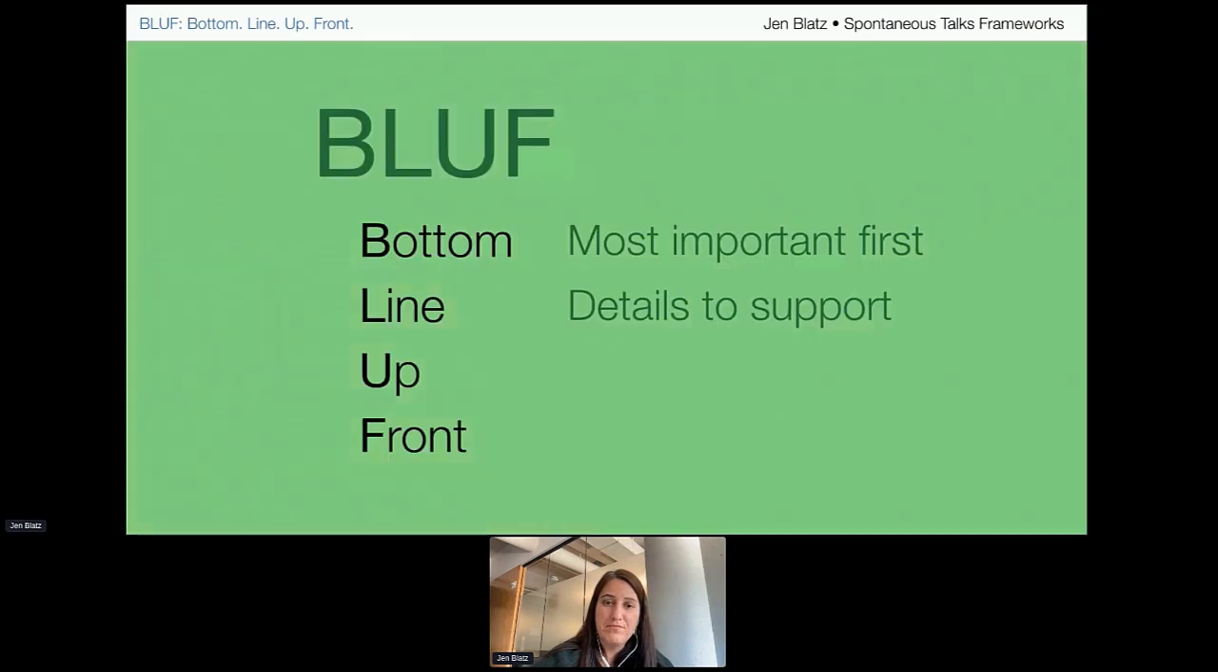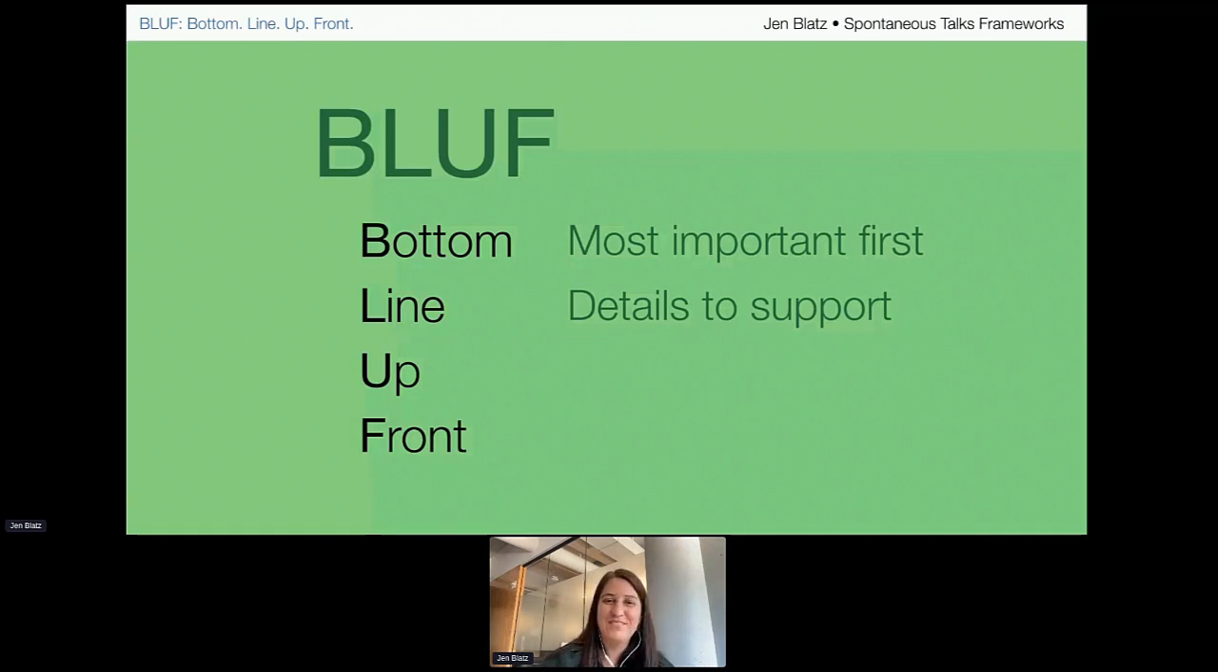So in this example, I showed the final result. Ta-da! Here's the menu structure. Then I gave them a few nuggets of important information that I found, some categories and where things should be found, and then I told them about the research method that I used, which was a card sort. So basically, BLUF means don't start with the fluff.